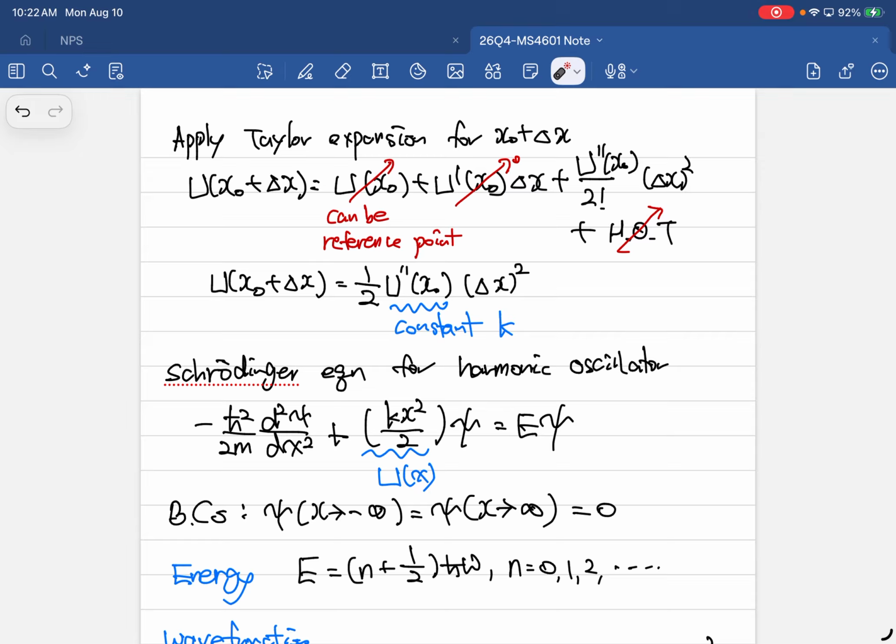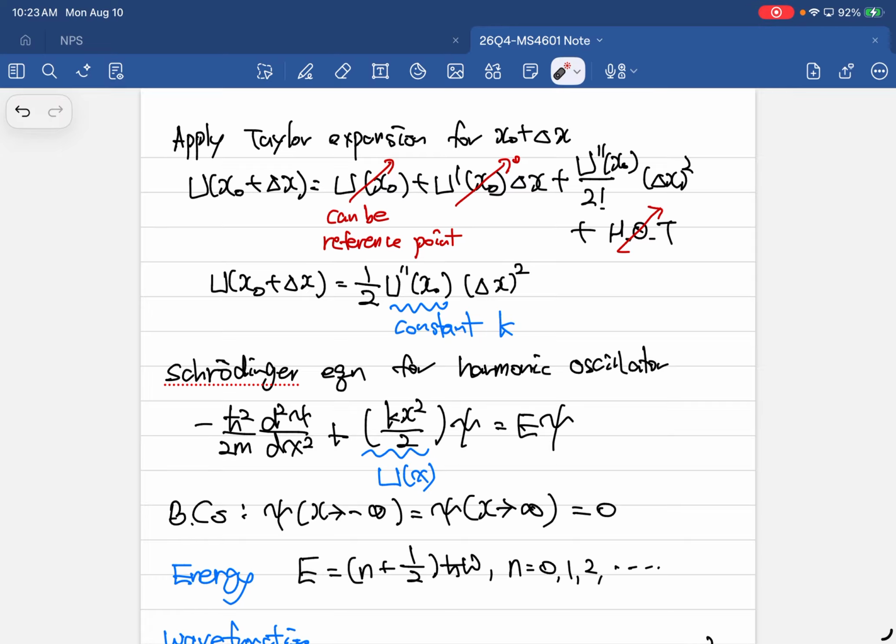Because potential energy is always referenced to something, right? So it can be just chosen as 0. It doesn't really matter. So this is essentially a reference point, so we can set it as 0. What that means is that the leftover term is only this term, right? That is 2 factorial is 2, 1 over 2, u double prime x naught, the second derivative, and then delta x squared.